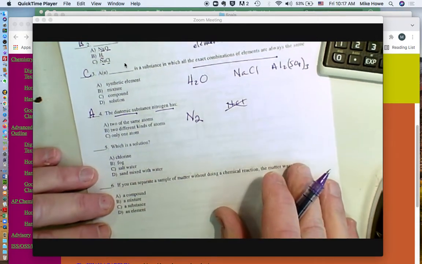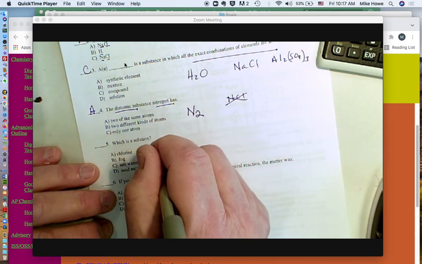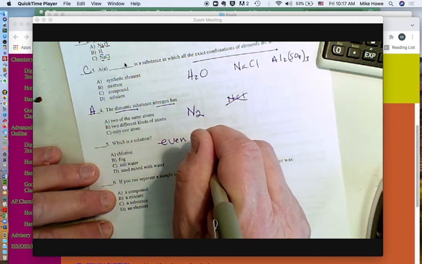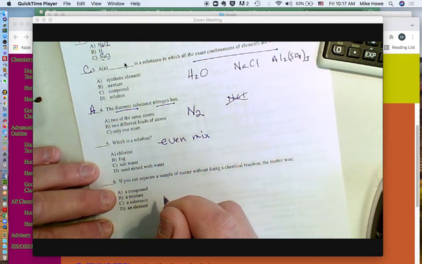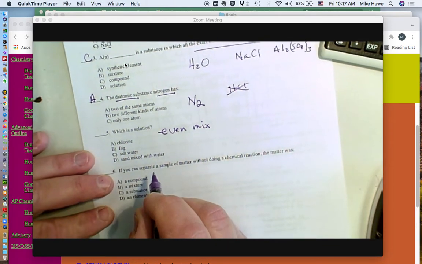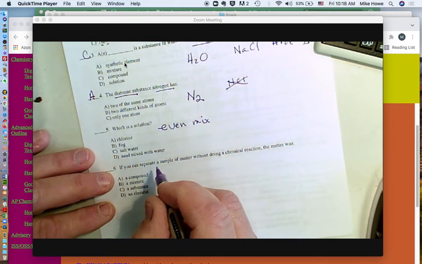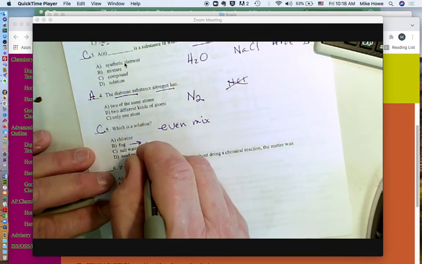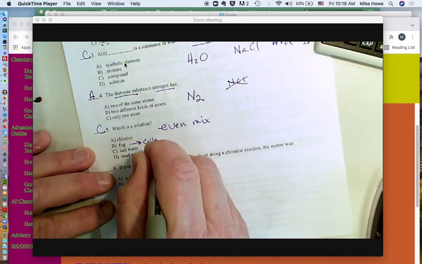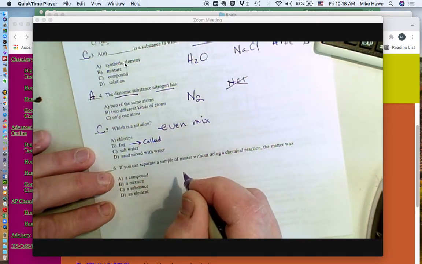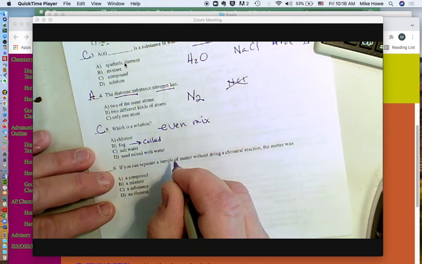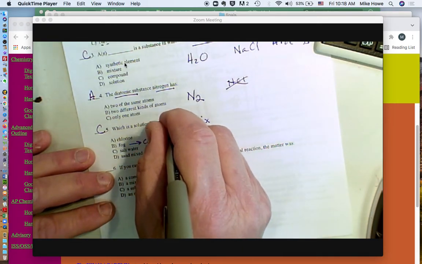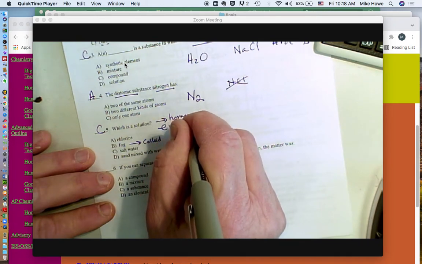All right, which is a solution? A solution is evenly mixed. So the thing on this list that's most evenly mixed would be salt water. Fog is close, but you might remember back at the beginning of the year we were talking about things called colloids. Fog is one of those. It's almost homogeneous, but not quite. Solutions are homogeneous mixtures.